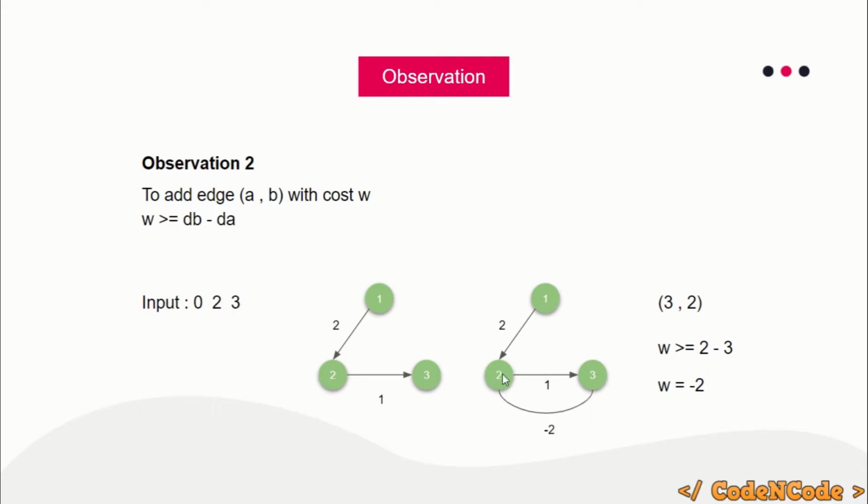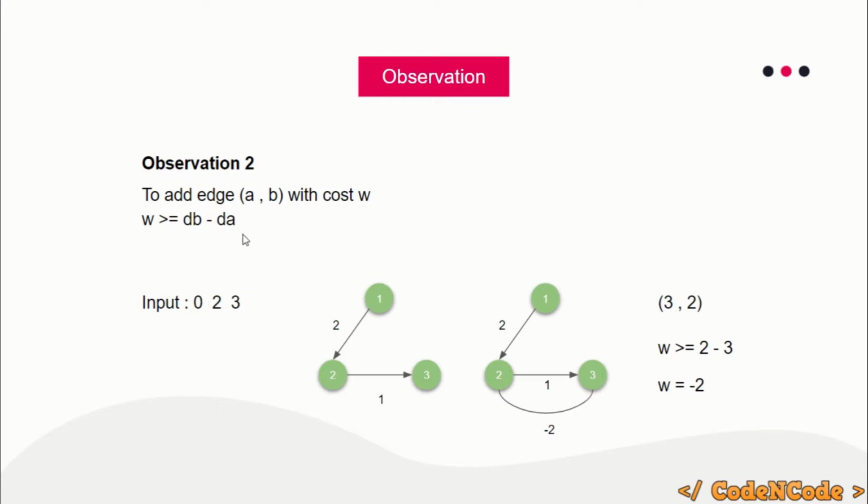Okay, from 1 to 2, 2 to 3, 3 to 2. If you take this path, the overall path to node 2 is reducing, right? And that should not happen, and that is the reason why, if you are adding an edge AB with cost w, then w should be greater than or equal to db minus da.